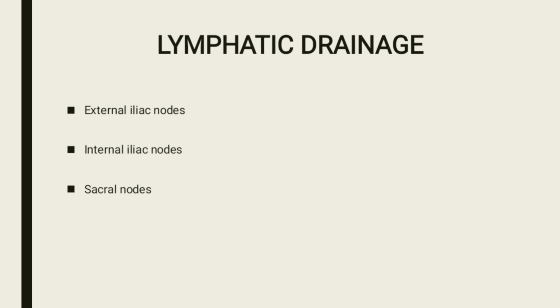Then we will talk about the lymphatic drainage of the urinary bladder. Lymph from the bladder drains primarily into the external iliac lymph nodes, internal iliac lymph nodes, and sacral lymph nodes. This has clinical significance in the spread of bladder carcinoma.